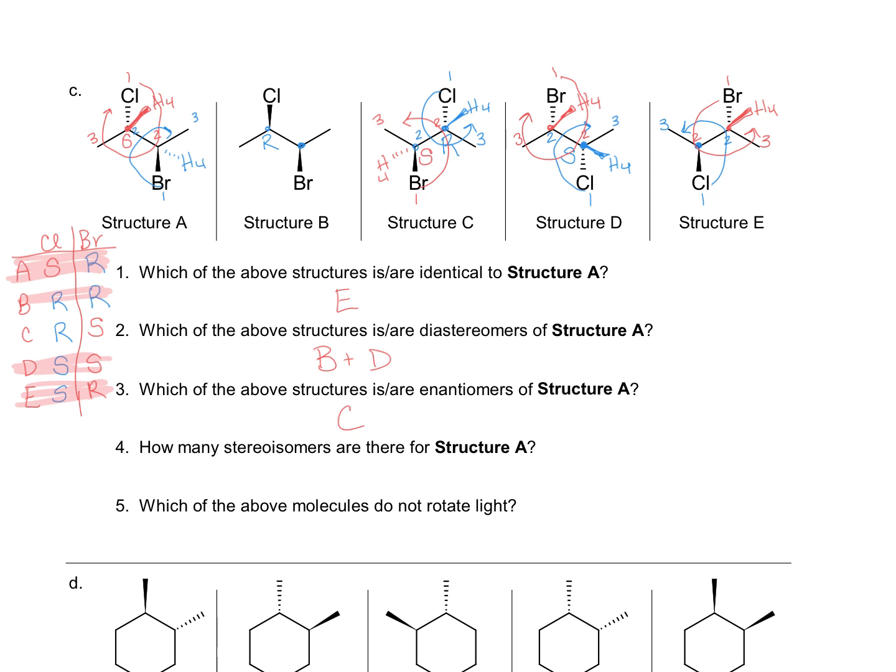The next question asks, how many stereoisomers are there? So none of these are meso because we don't have the same groups attached to our chiral center. So we have 2 chiral centers, no plane of symmetry. It's going to be 4. And then it asks, which of the above molecules do not rotate light? And all of them rotate light because they are all chiral. We have no meso molecules.